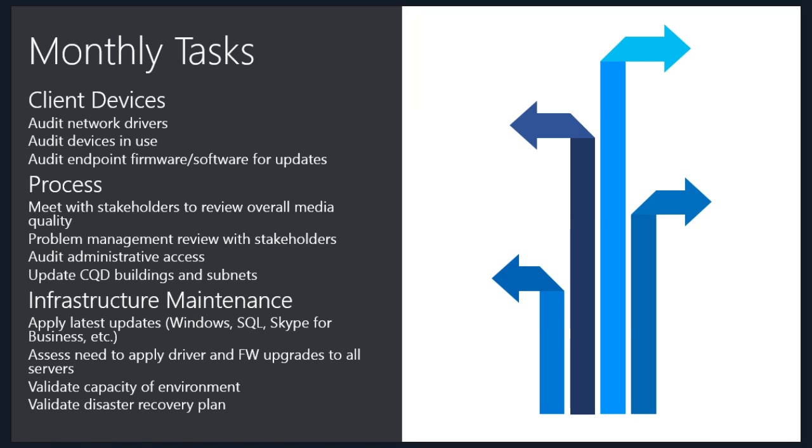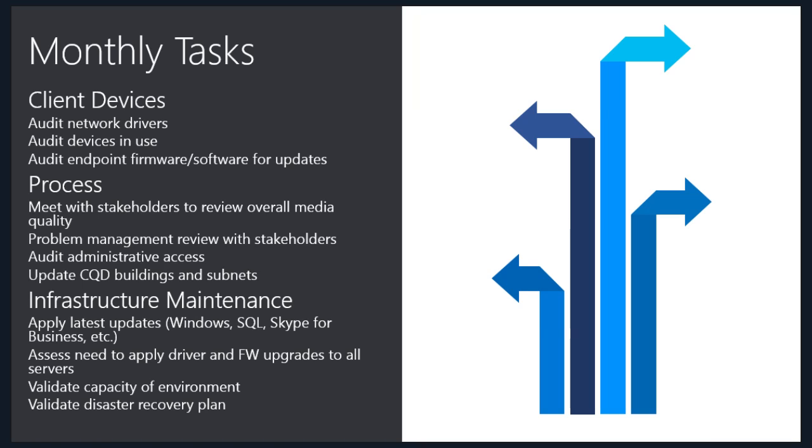So there are a few more processes in this area that are related to that one, like updating the CQD building and subnet information to make sure that this is up to date, as well as auditing administrative access to the environment. So basically check if all the people that are listed with administrative access still have legit access, or if there's some remediation needed here as well.